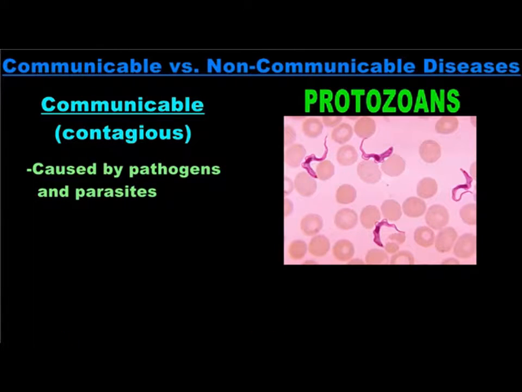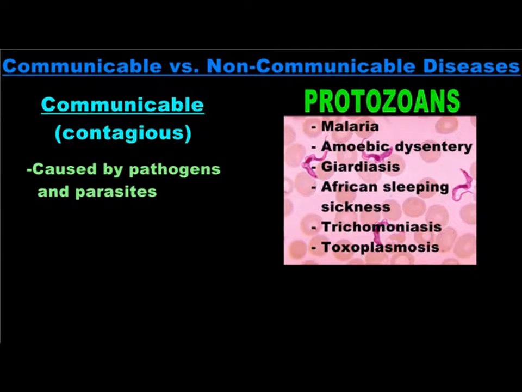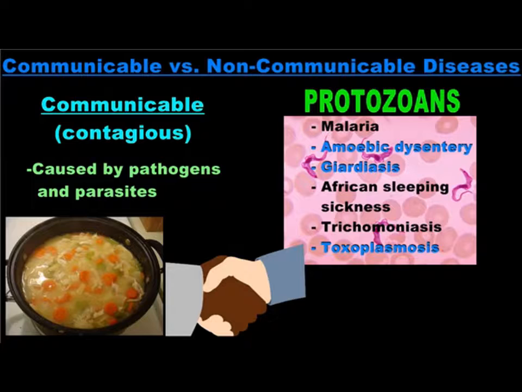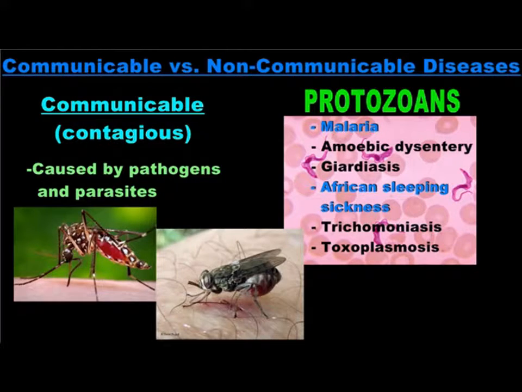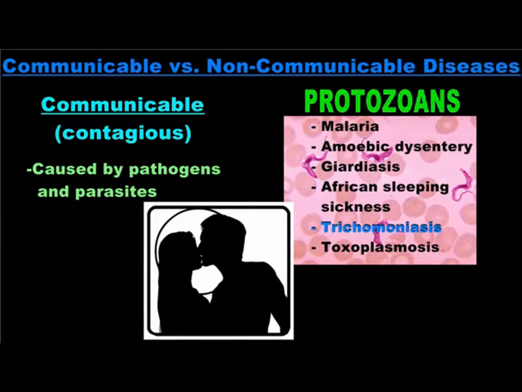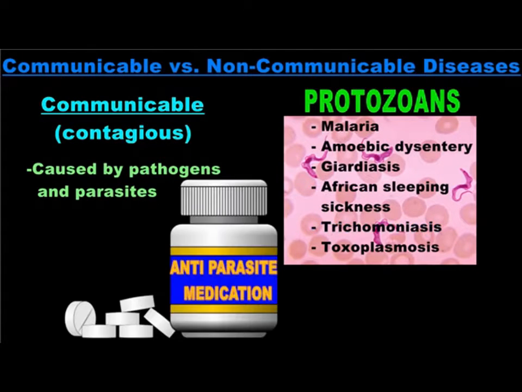Protozoans are another group of single-celled organisms that cause disease. You may not have heard of protozoans before, but you might be familiar with some of the illnesses they cause. Some protozoan infections, like amoebic dysentery, giardiasis, and toxoplasmosis, are spread through contaminated food, water, or from person-to-person contact. Others, like malaria and African sleeping sickness, are transmitted by insect bites. Trichomoniasis is sexually transmitted. These illnesses can be treated with anti-parasite medications.